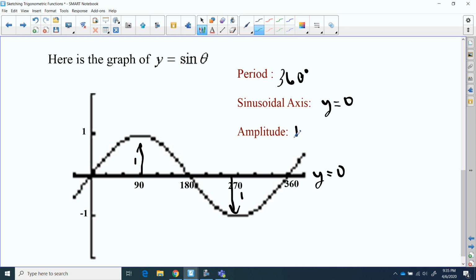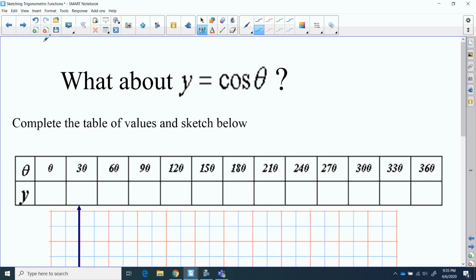So even if your whole wave was down below the x-axis, down in negative numbers, your amplitude would always be a positive number. Okay, so that's those 3 key terms. We've already looked at cosine. So remember, cosine, the difference is it starts up at 1 rather than going through the origin (0, 0). I've got the 2 summarized here in the next slide.